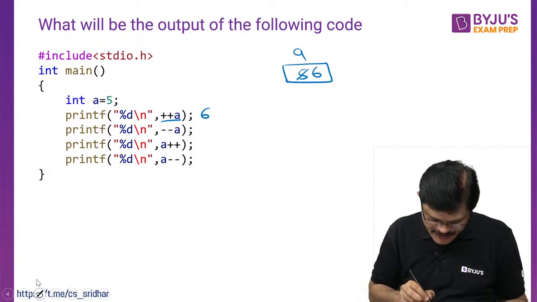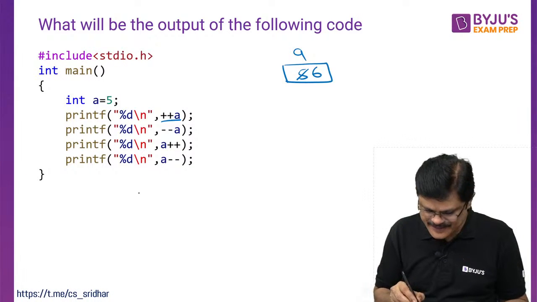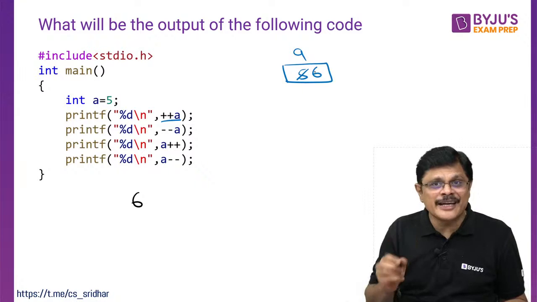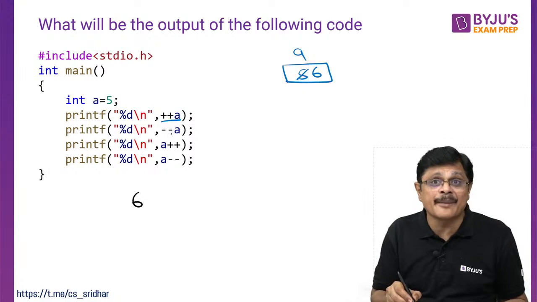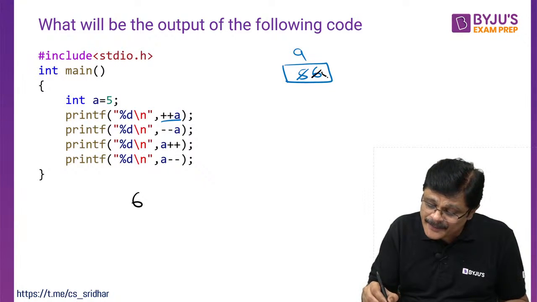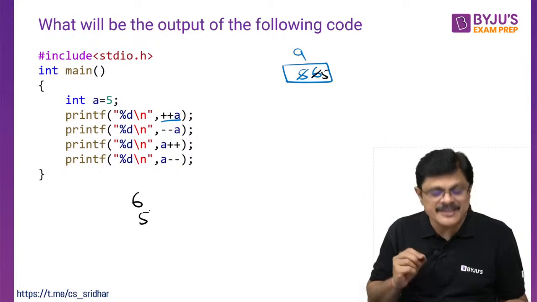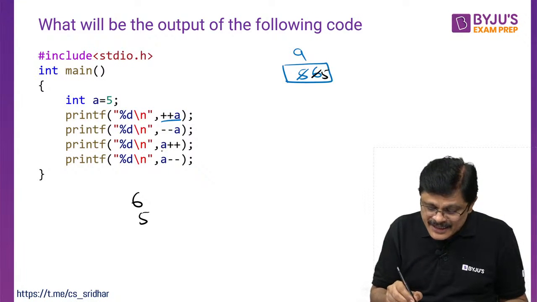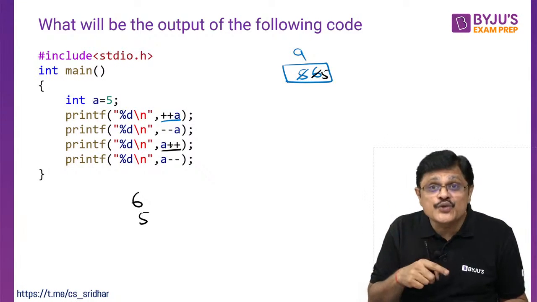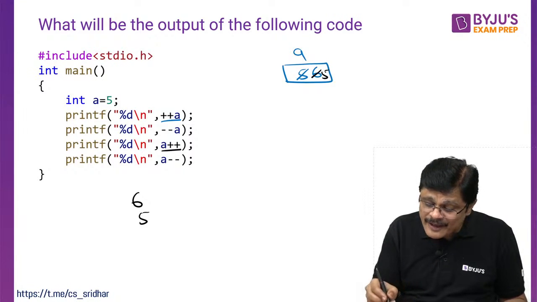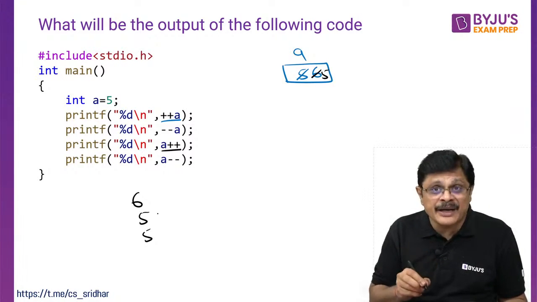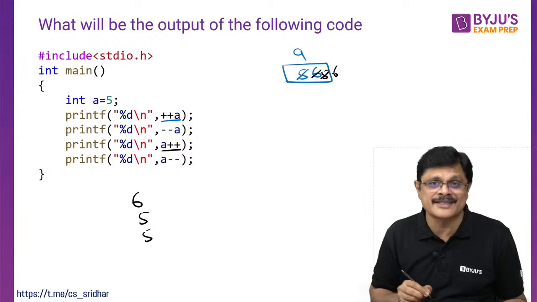Okay, let me clear this and write here somewhere. 6. So now the value of a is 6. Here it is pre-decrement, so first the value is decremented, then it is printed. That is, 5 is printed. Next, here first a is used. What is the current value of a? 5. That is used and printed. Then a gets updated to 6.